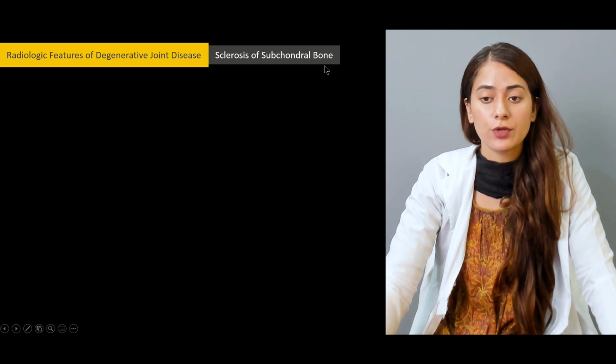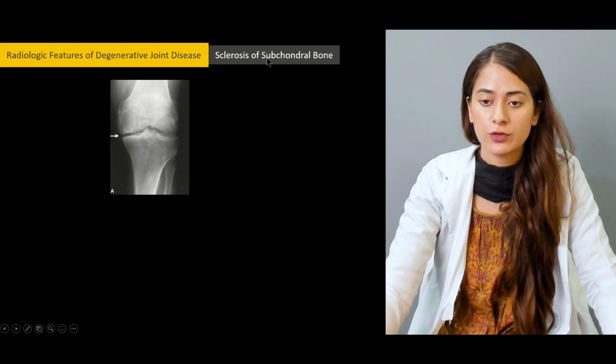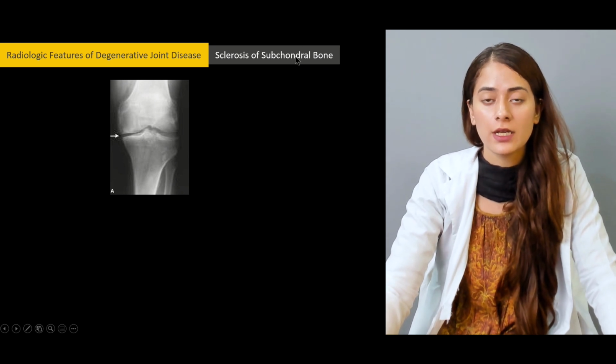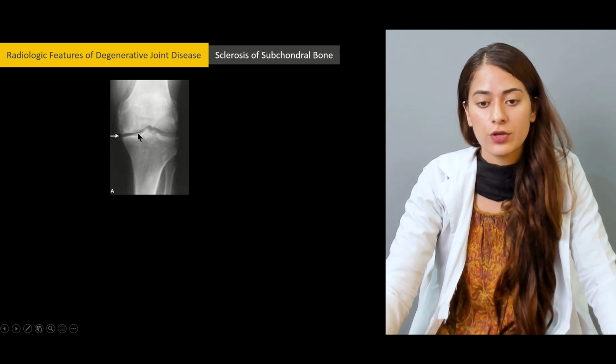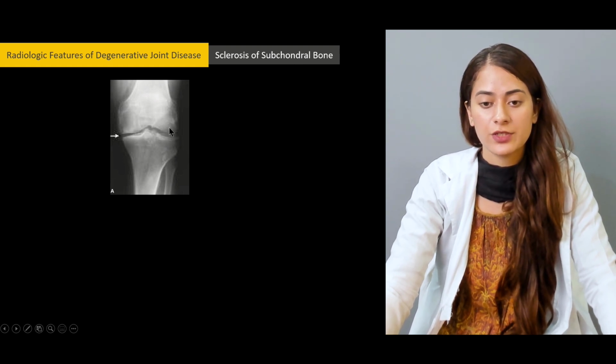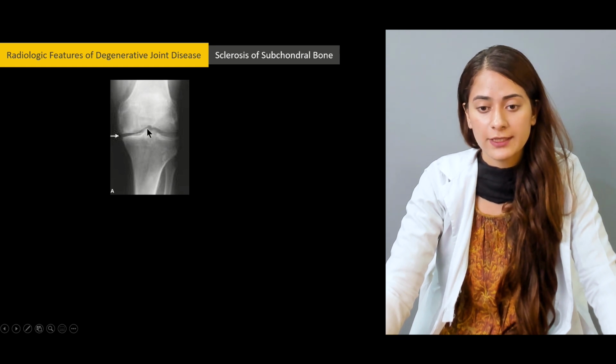Then there is sclerosis of subchondral bone. So let's first focus on subchondral. Chondral is cartilage and sub is obviously below. So subchondral is the bone below the cartilage. So below this cartilage and above the cartilage are here.